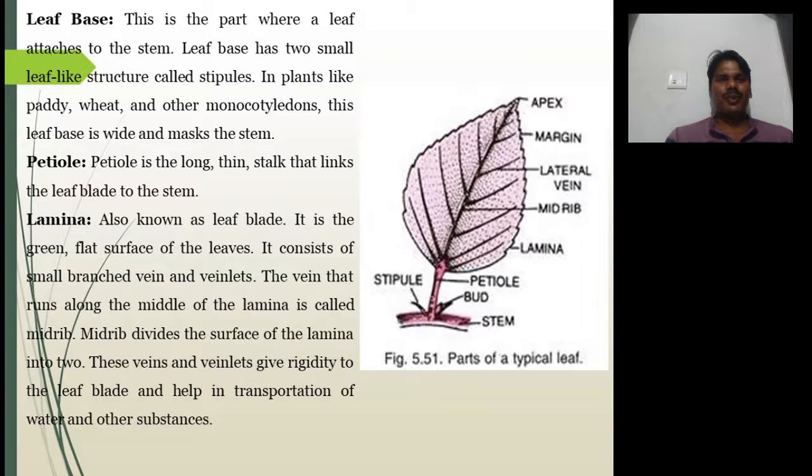It consists of small branched veins and veinlets. The vein that runs along the middle of the lamina is called the midrib. The midrib divides the surface of the lamina into two. The first is the vein and the side ones are the veinlets. They give rigidity to the leaf blade and help in the transportation of water and other substances. So these are the typical parts of a leaf.